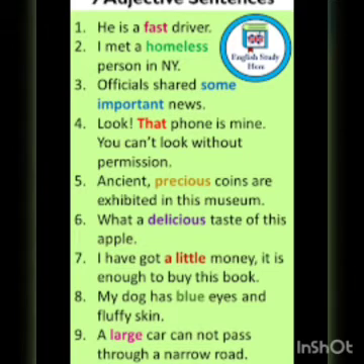Officials shared some important news. What kind of news? Some important news. Here the word important is describing the word news. Important news. So important is an adjective here.